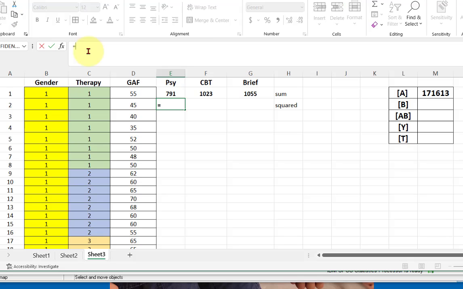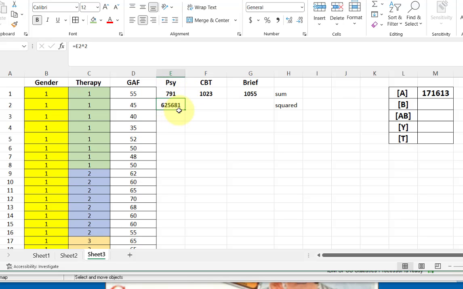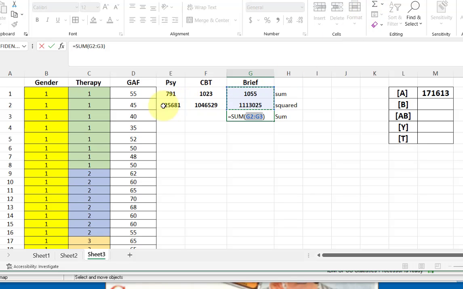I want equal sign. I want that cell. Shift 6, 2, enter. There's the number squared. There's all those numbers squared. And then we're going to sum up those. I want these summed, enter, boom.